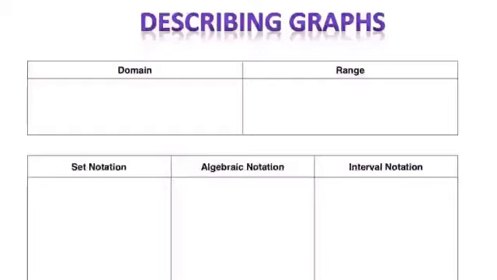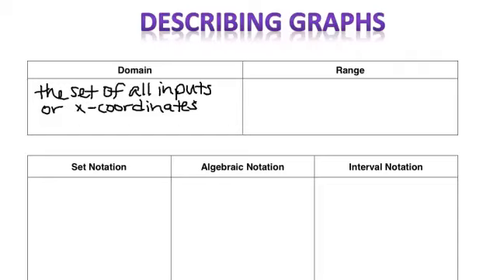So the first way that we can describe graphs is by looking at the domain and the range. And these should be words that you have heard before. The domain is the set of all inputs or x-coordinates. Now there's three different words that we can use to represent the domain, and the first is the domain. The domain can also be referred to as our input. So what are we putting into the function? That would be our domain. And the other way we represent domain is x-coordinates. So whenever they ask for the domain, we're looking at the x-coordinates.